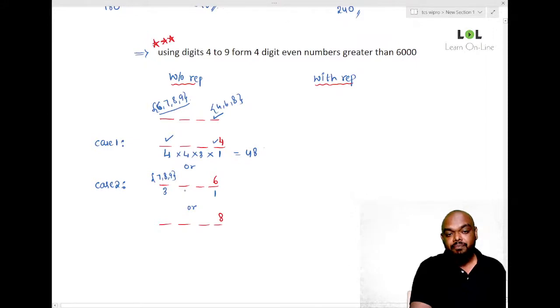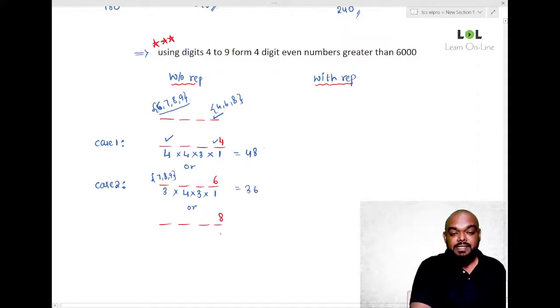Now come here. How many digits are used? 2: 1 in units place, 1 in thousands place. Out of 6 digits, 2 are used. Still 4 are available. I can fill it in 4 ways. I can fill it in 3 ways. So what do we get? 12 into 3, 36 numbers.